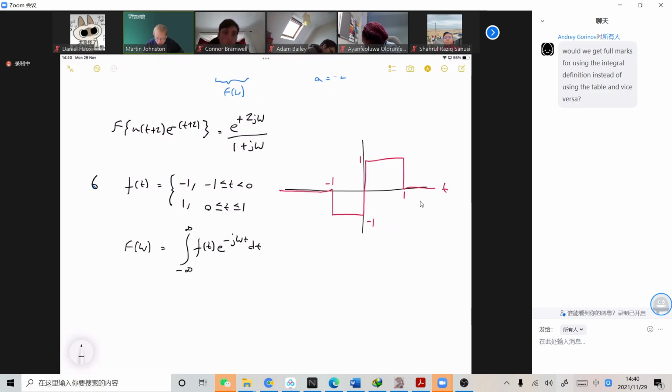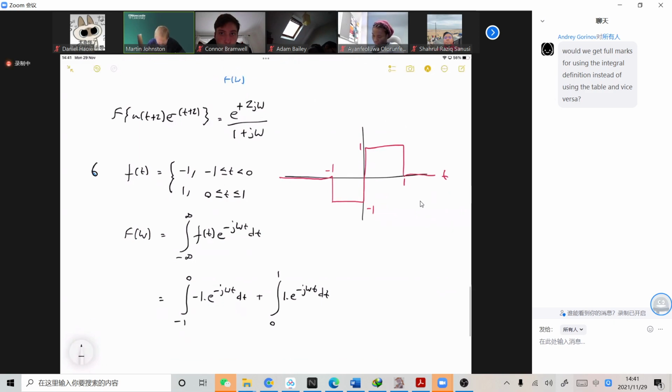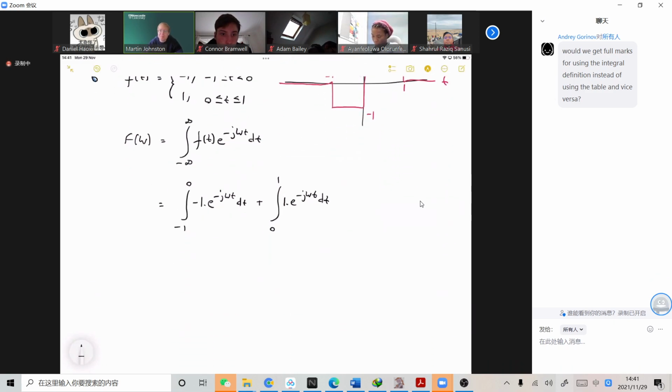So thankfully, they're just two constants, -1 and +1. So we haven't got to do anything that involves integration by parts. What we do is split this up into two integrals. We first have one integral from -1 to 0, and that's -1 times e to the minus j omega t dt. And then another integral from 0 to 1, which is +1 times e to the minus j omega t dt. So two very simple integrals.